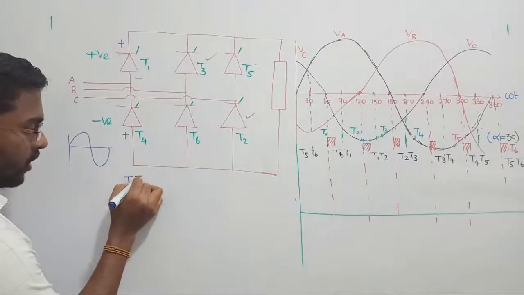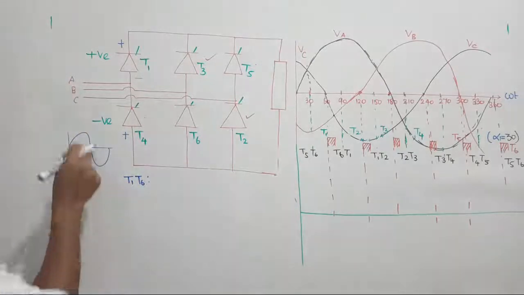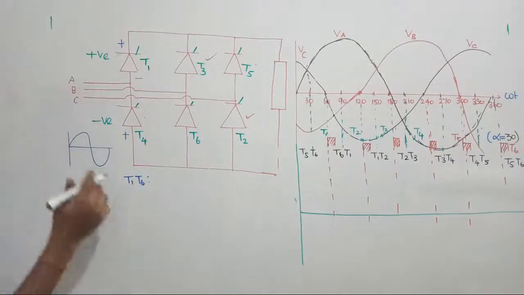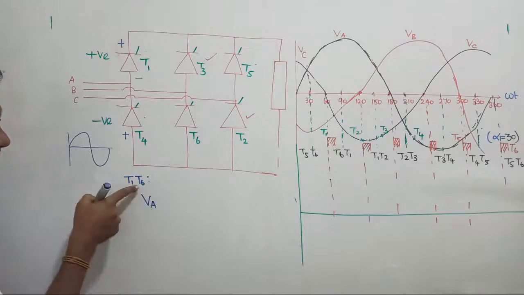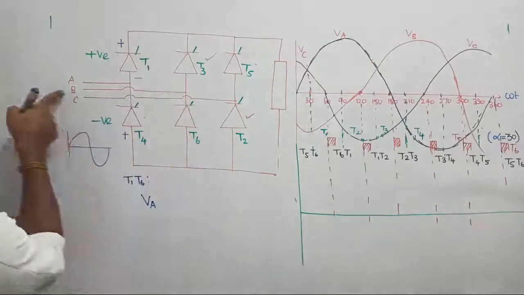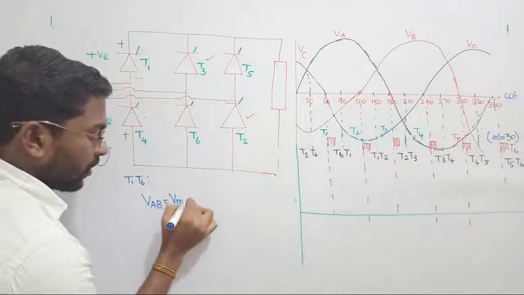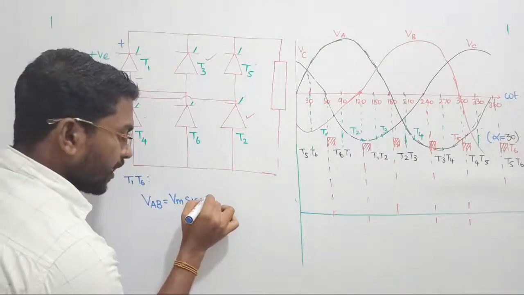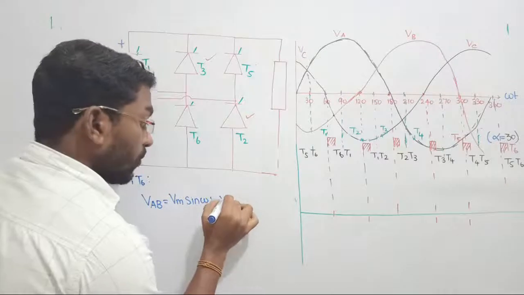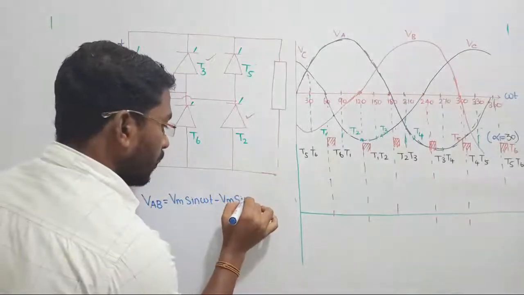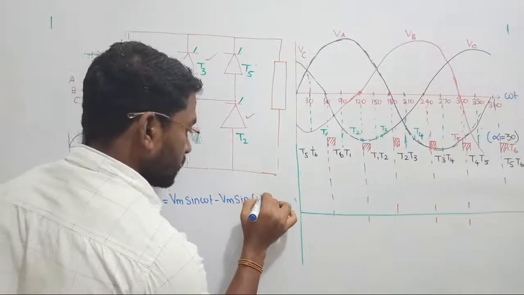Yes, T1 T6 again T1: upper leg positive voltage phase A, so it can be written as VA. T6: lower leg negative voltage phase B, so VAB. It can be written as VAB. We know how to write Vm sin omega t minus. Do it by yourself because I hope you all have understood the procedure.